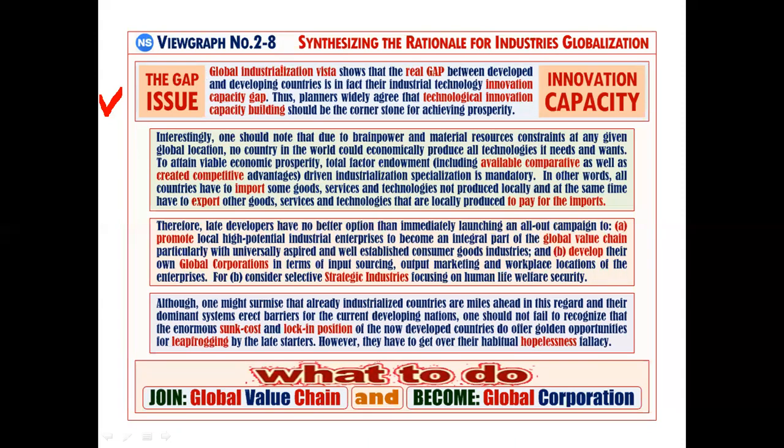Global industrialization vista shows that the real gap between developed and developing countries is in fact the industrial technology innovation capacity gap. Those countries which have industrial technology innovation capacity, they're developed. Those countries who do not have industrial technology capacity, they may be rich, but they're not developed. Now we want to be developed, so we have to get into industrial capacity building. Thus, planners widely agree that technological innovation capacity building should be the cornerstone for achieving prosperity.